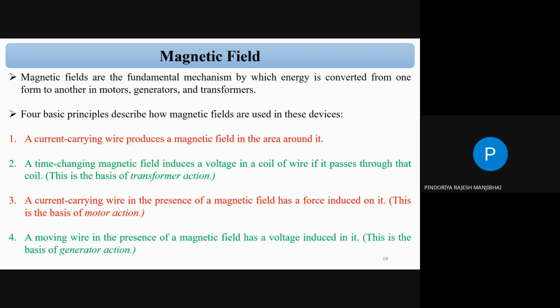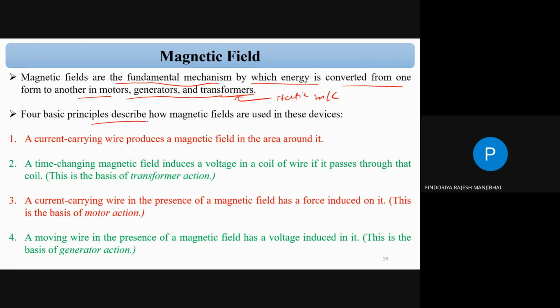In the last class, I already discussed this magnetic field, correct? Magnetic fields are the fundamental mechanism by which energy is converted from one form to another, maybe in the motor, generator, and transformer. Yes, we discussed in the last class, whenever we say machine, we mean the rotating machines as well as the static machine. Static machine is nothing but your transformer, correct? So transformer is a static machine, and rotating machines we can say are motor and generator.